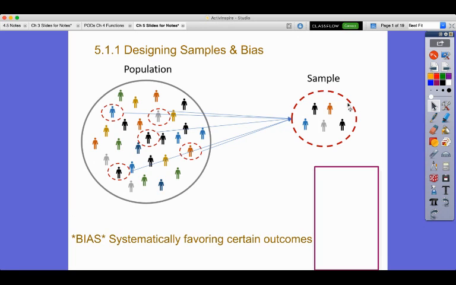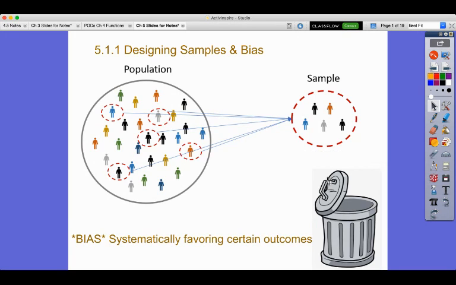That's called bias. If you create a system that is biased, you need to get rid of the system. If you have a biased data set, you can't use the results. They're unusable. The only way to cure bias is with a trash can. You throw it out and you have to start over.